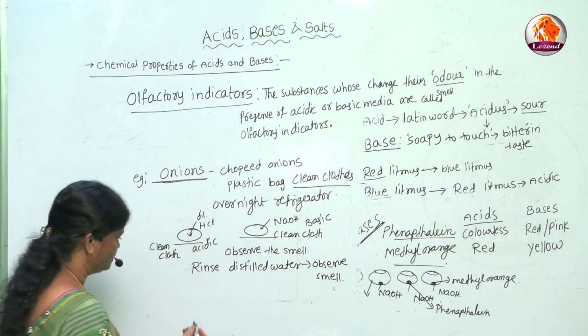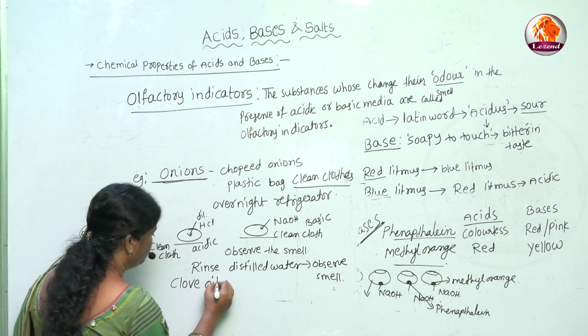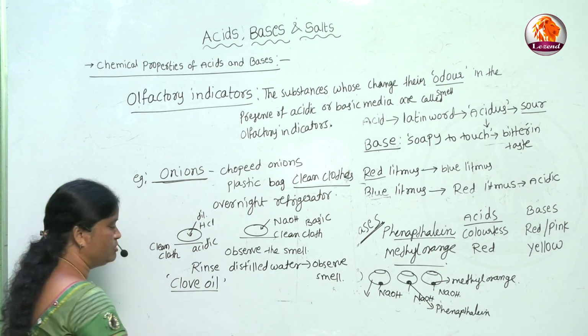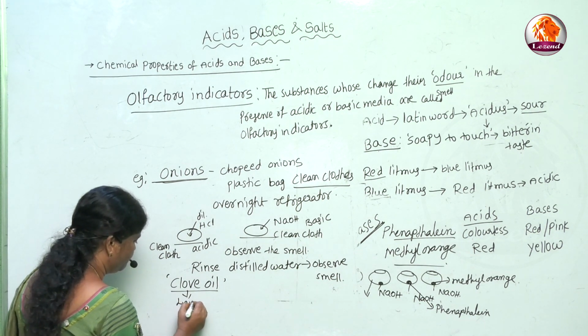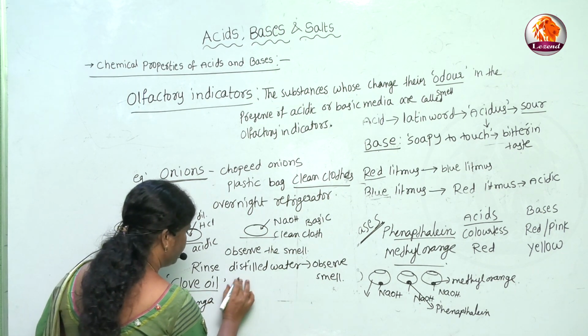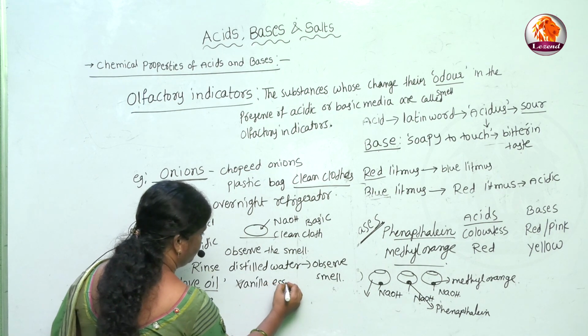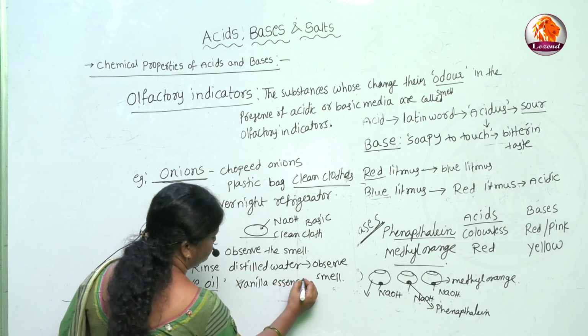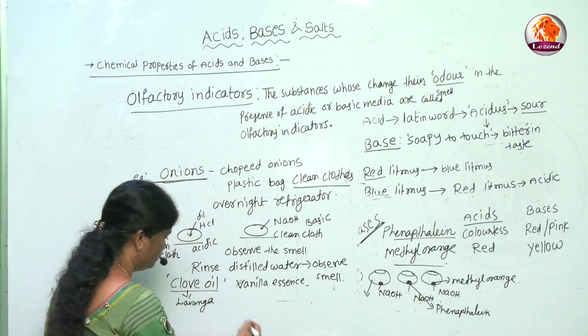Along with onions we also have clove oil. Clove, lavanga, is also available in our house. Clove oil we also have to use, and vanilla essence, which is also used in the preparation of ice creams. Vanilla essence and clove oil.